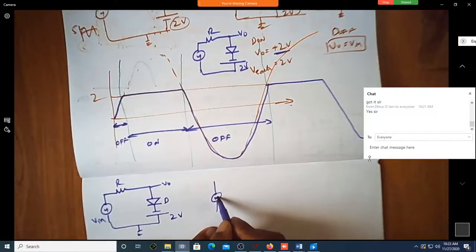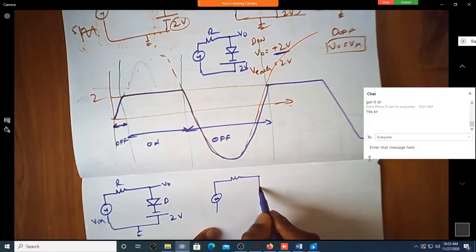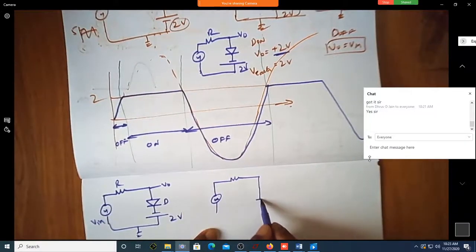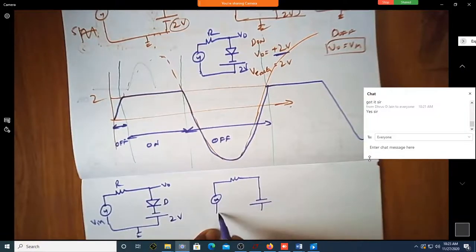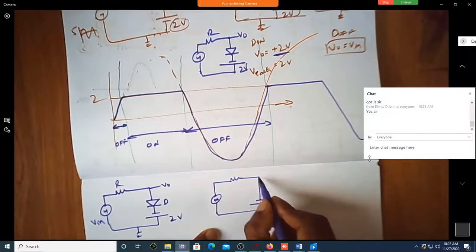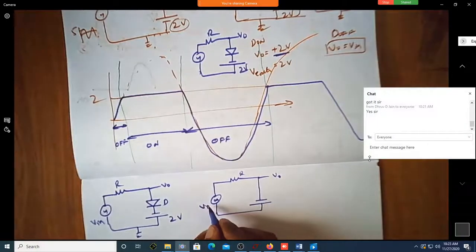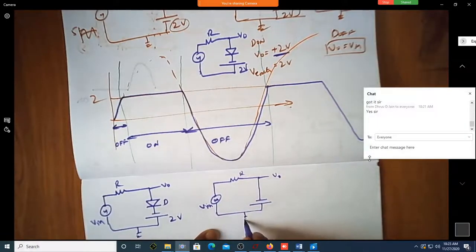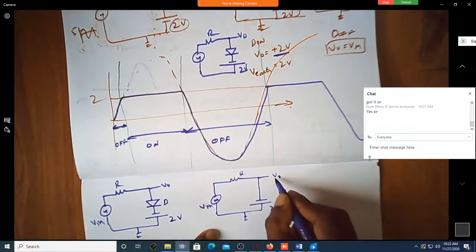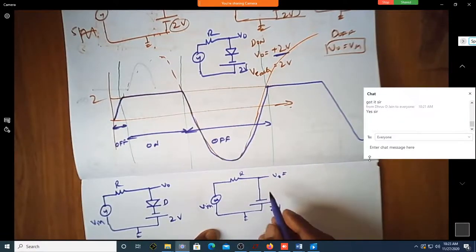Ayush? Diode is replaced by what when it is on? A short circuit. Okay, what is the corresponding output now? Can you say what is the output?